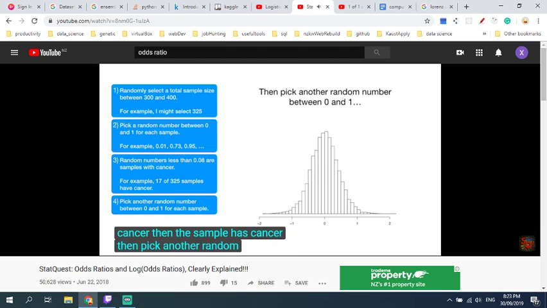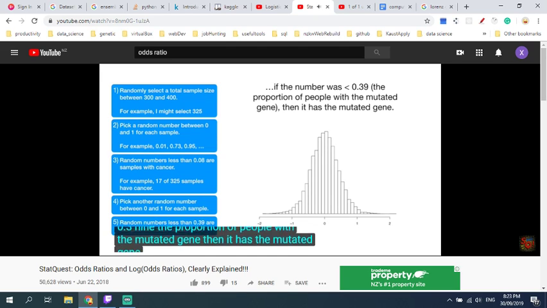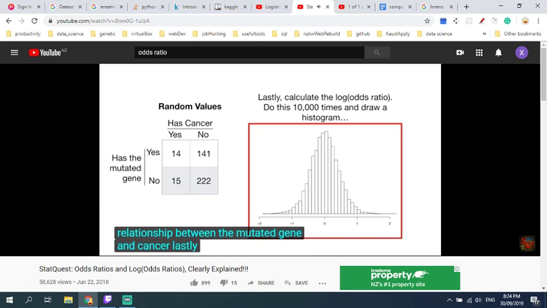Then, pick another random number between 0 and 1. If the number was less than 0.39, the proportion of people with the mutated gene, then it has the mutated gene. This gives you a matrix of random values that did not depend on a relationship between the mutated gene and cancer. Lastly, calculate the log of the odds ratio.